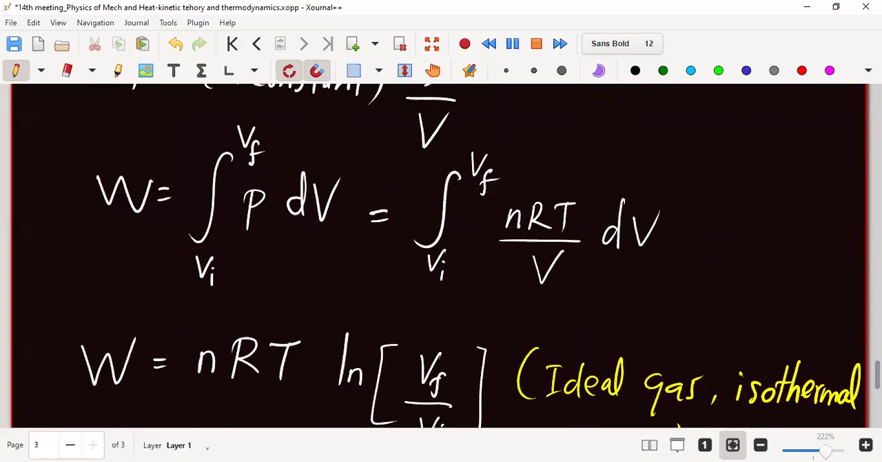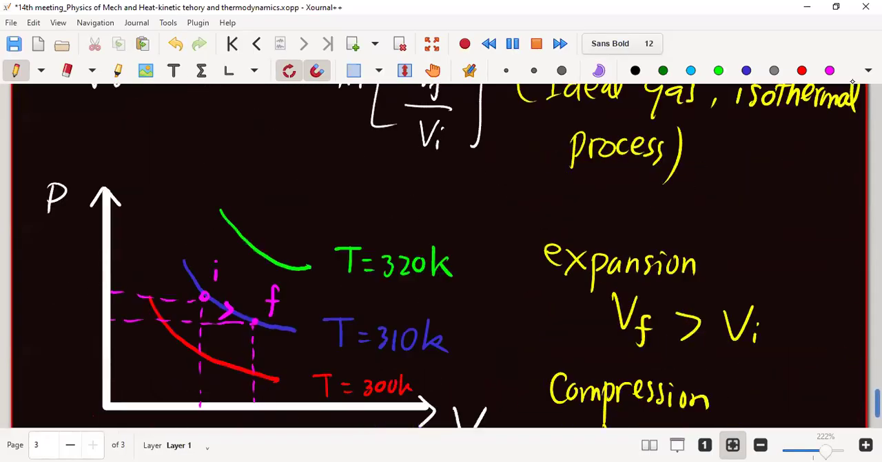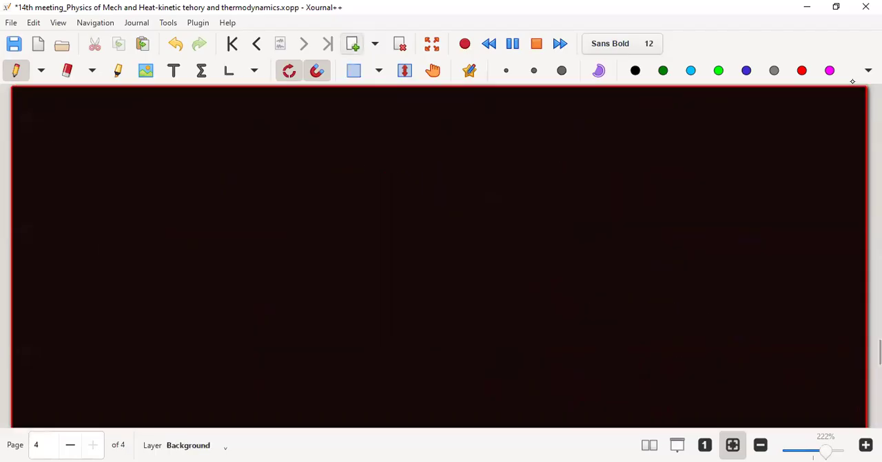And then how about the work done by constant volume and constant pressure? Okay, next our discussion is about work done at constant volume.